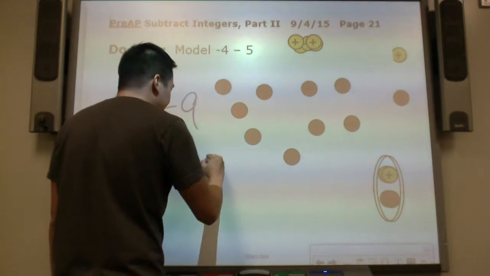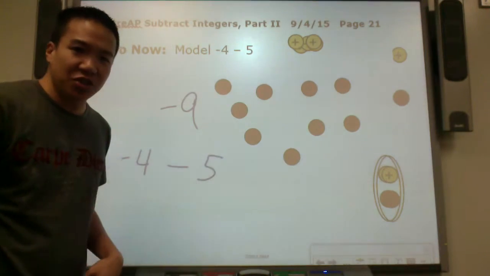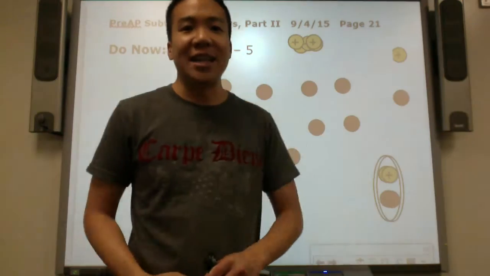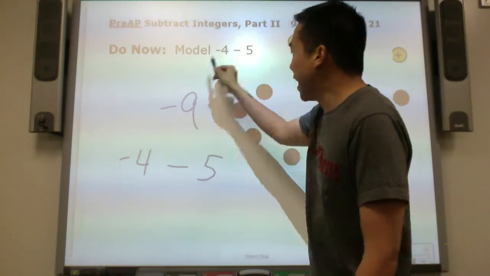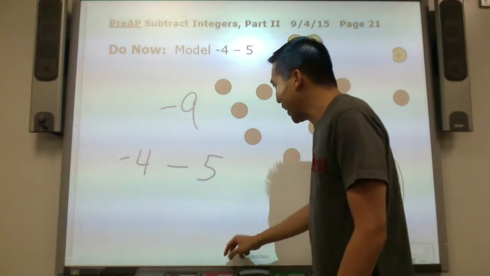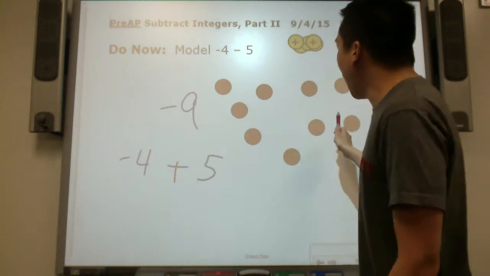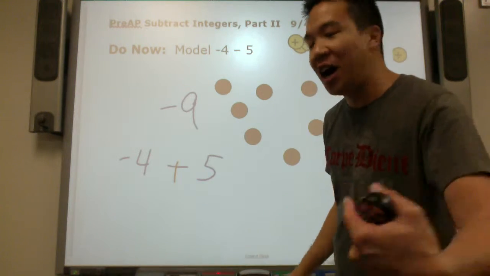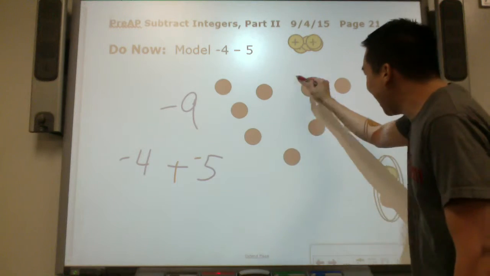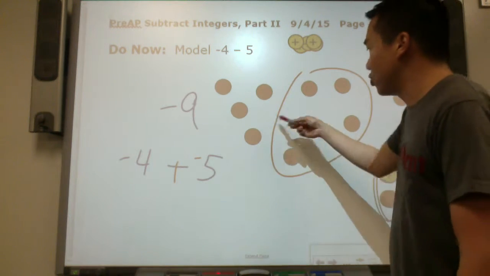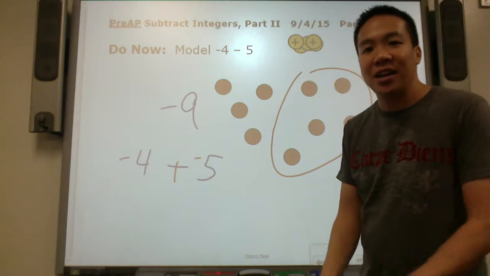Some of you may say, did you add 5 negatives to get this answer? Remember our last lesson, we call this adding the opposite. So I start with -4. I added the opposite. What's the opposite of 5? -5. So from -4, I added these 5 negatives to get the answer. That's why the answer is -9.